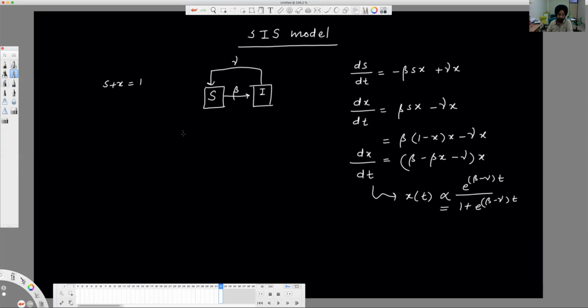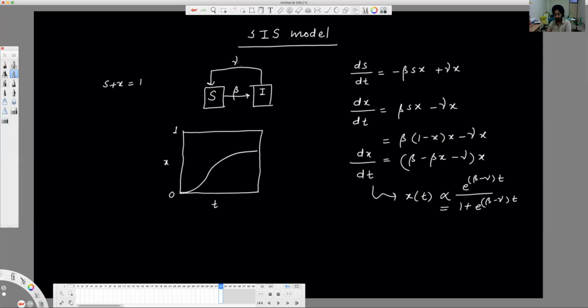Now, if we plot this trajectory for X as a function of time, you will see that it follows the same trajectory as in SI model. The difference is the following. Since there is gamma here, it will never reach 1. Okay. So the complete population will not be infected at all. Why? Because there are individuals who get infected and they again come to susceptible state.